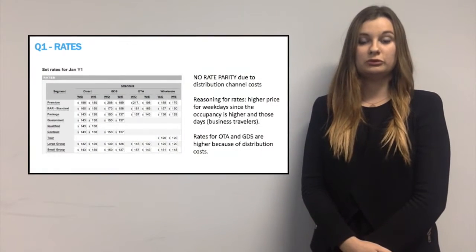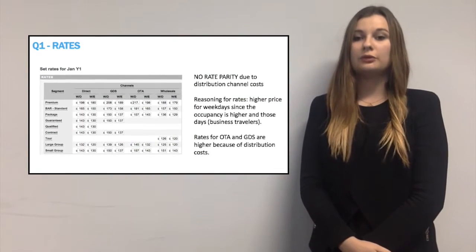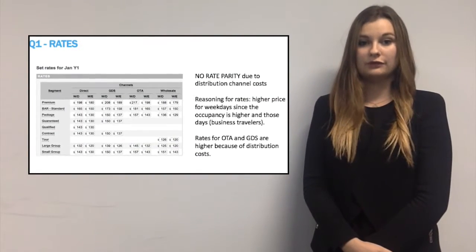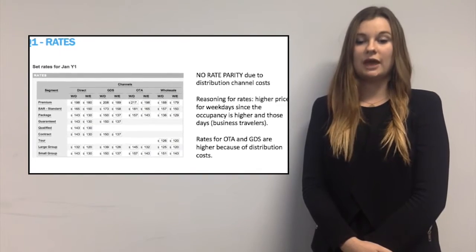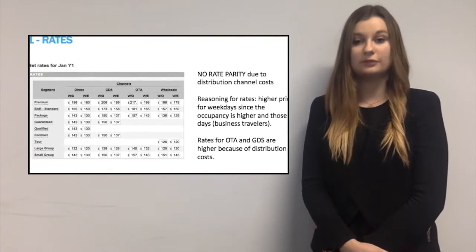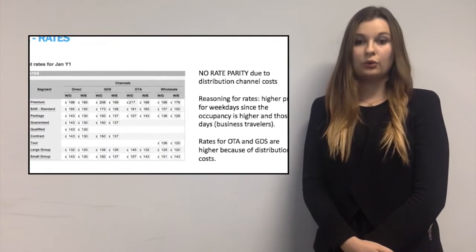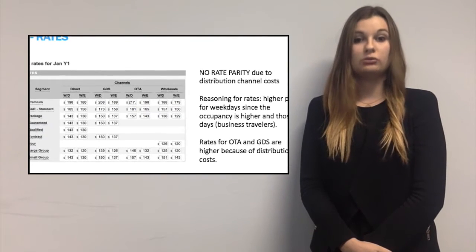Quarter 1. We decided that there won't be any rate parity due to distribution channel costs. Our reasoning for the rates was to install higher prices for weekdays, since the occupancy is higher on those days because our main target is business travelers. We can see that our rates for OTA and GDS are higher because of distribution costs.